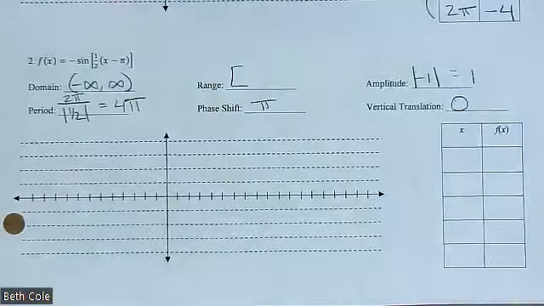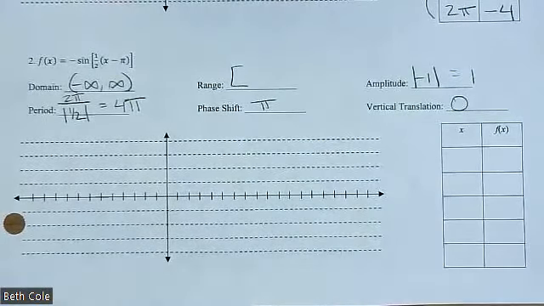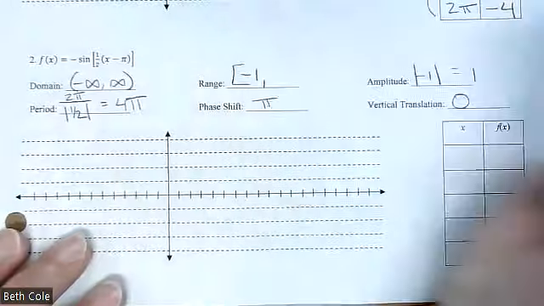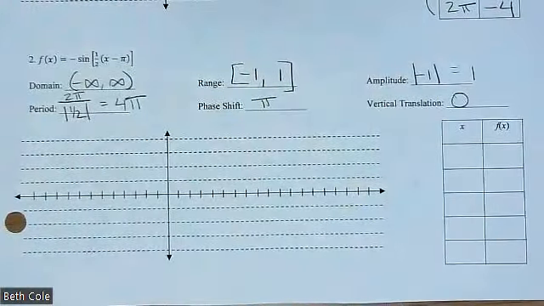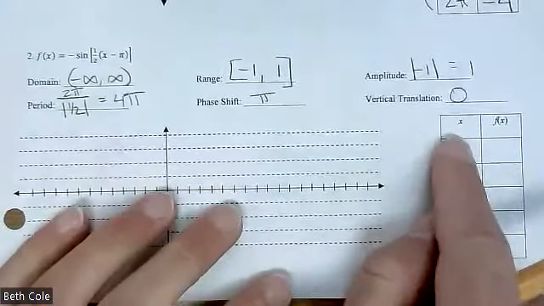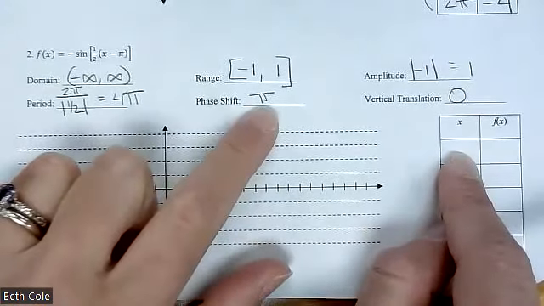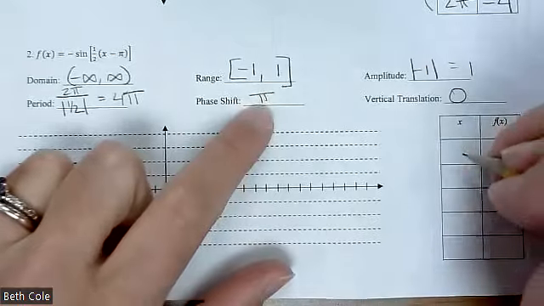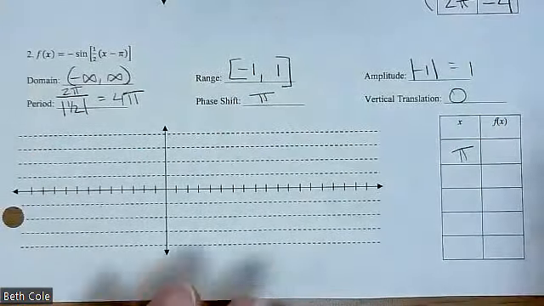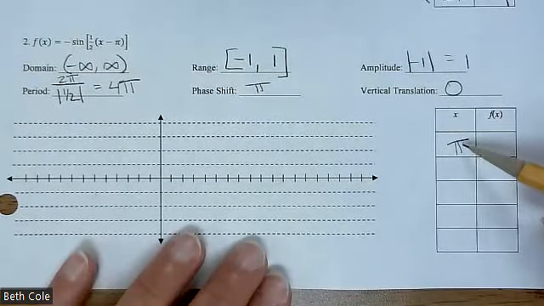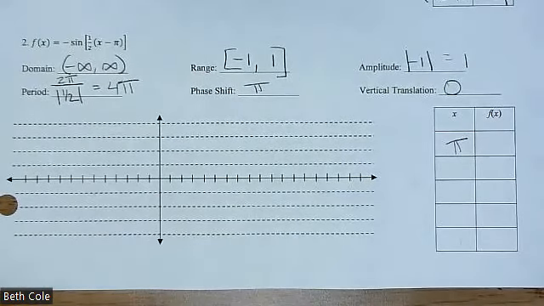0 is the center. You went 1 unit above and below, -1 to +1. Good. In the first box, you're going to put your phase shift. So instead of 0, this one is pi. And then you're going to add on the period. What did we say the period was?